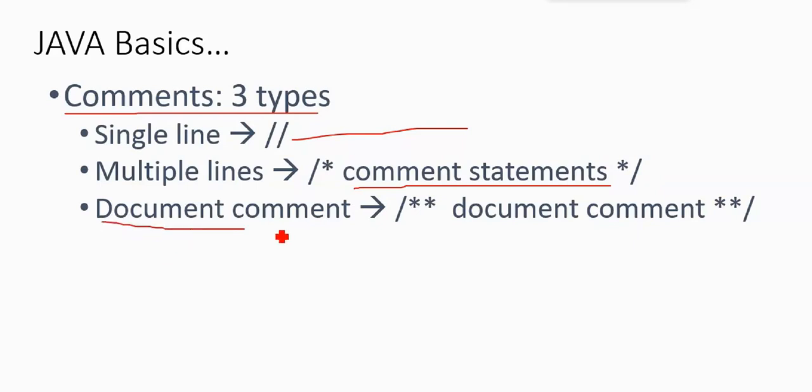The other comment available in Java is called the document comment. The document comment starts with slash double star, followed by documentation information, and then ends with double star slash. So this is used for documentation purposes. You may ask, sir, what is the difference between this one and this one?